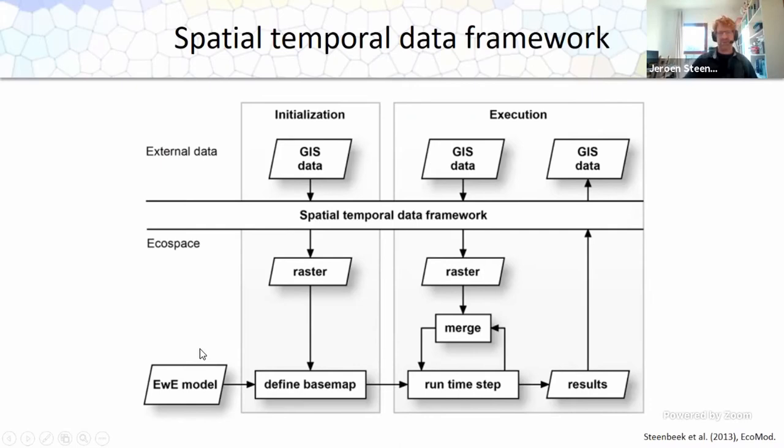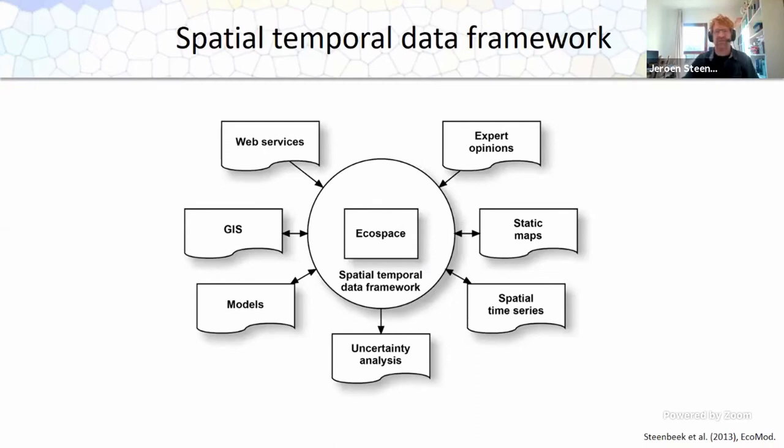But this opened up Ecospace for a whole range of interesting things that before it was able to do, but it was just clumsy, and it made things much, much easier. We can exchange data with GIS, with other models. We can bring status maps in, expert opinions. And it cracked the box open for data interconnectivity with Ecospace.